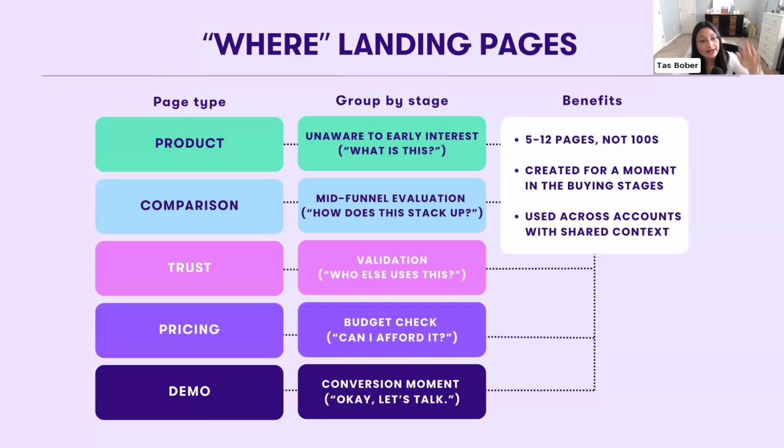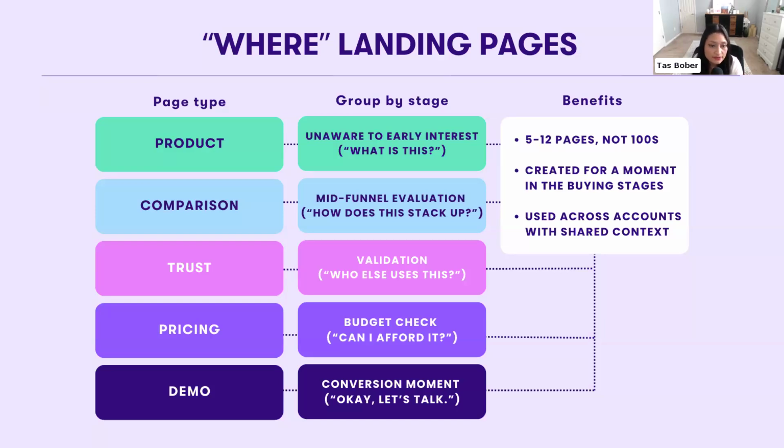So here's how landing pages work. In the simplest form, if you have a single product targeting a single audience, you need essentially these 5 pages. 1, product. These are the unaware to early interest. What is this? What does it do? Maybe they're looking for a problem, maybe not. Then the comparison, which is more like, okay, you've got my attention. How does this stack up against not just other competitors, but my current workflow, the status quo? Fun fact, 60% of deals are lost to status quo, not to a competitor.